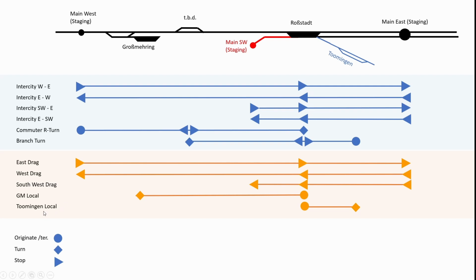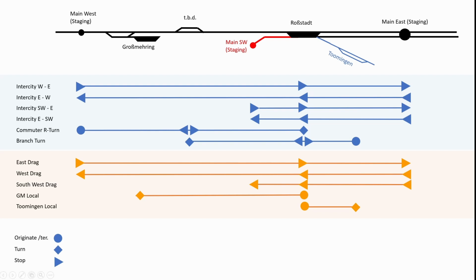And then we have the Tumingen local. Tumingen is the name of the branch line, more actually the station at the end. And it's just local, so it will go from RossStadt to Tumingen and switch everything along the line and then go back to RossStadt. Burning question on your mind might be, how do you determine with all this information the size of your yard?